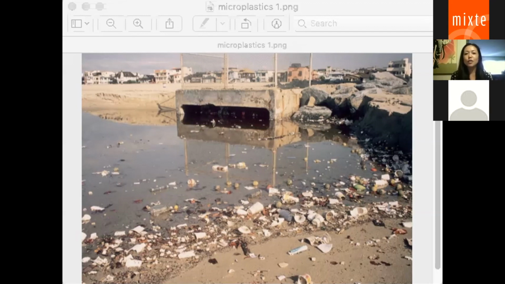So our first picture here is a bunch of trash at one of our storm drain outlets in Seal Beach. Seal Beach is notorious for getting a lot of trash after the rains. And so as you can see here, there's a lot of plastic, a lot of styrofoam, a lot of little bits of trash that we can see with our eyes. But when we talk about microplastics, we're talking about stuff that we definitely need a microscope for.